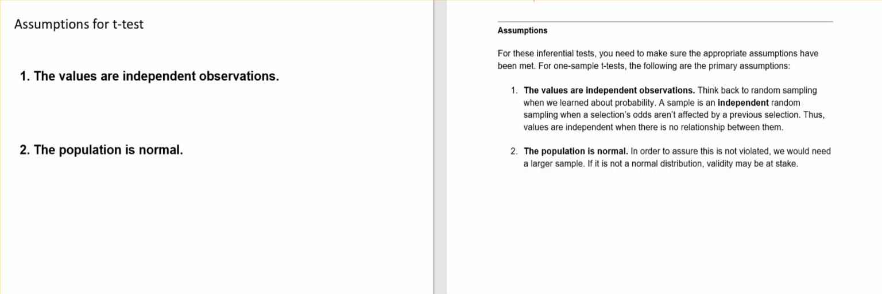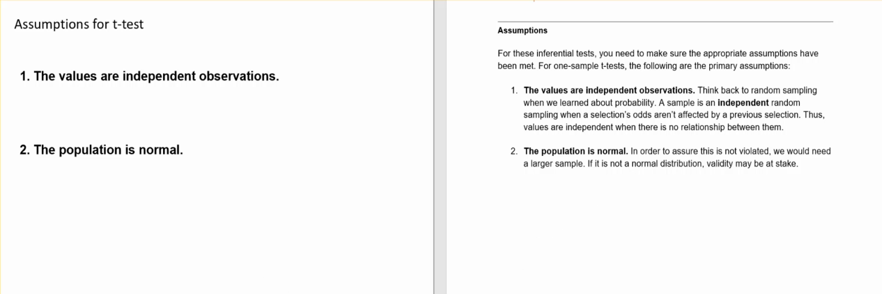Okay, so in all statistical tests, we have to have assumptions, because if we do not have assumptions, or if our assumptions are violated, it's hard to make inferences about our population and we could possibly have biased data. And in this case, we have values that are independent observations.